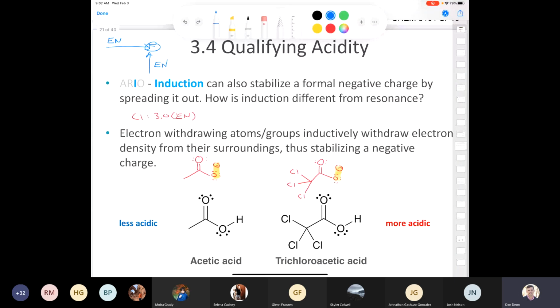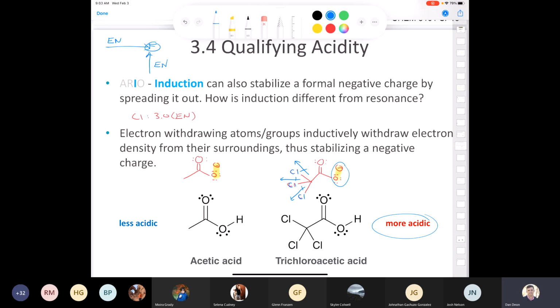Okay, so let's delete those. We go next to induction. We have all this negative charge on this side of the molecule. The reason why the trichloroacetic acid is more acidic is that since chlorine is more electronegative than carbon, it's going to have a dipole going this way on all of these bonds. These are polar bonds. And what that does is it sucks some of this electron density away from the oxygen and further stabilizes it. It's very conceptual, right?